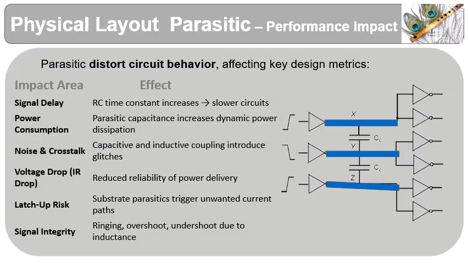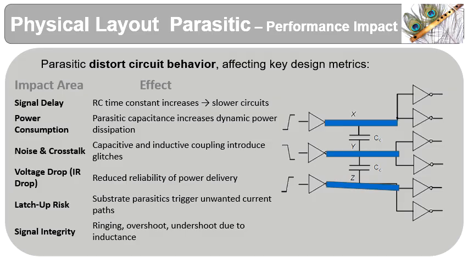Power consumption is increased due to parasitic capacitances that have to be additionally charged and discharged, resulting in additional power loss. The leakage current's unintended paths add to static power loss. Noise and crosstalk result from capacitive and inductive coupling between closely spaced wires, by which active signals get disturbed by nearby lines and cause false triggering.